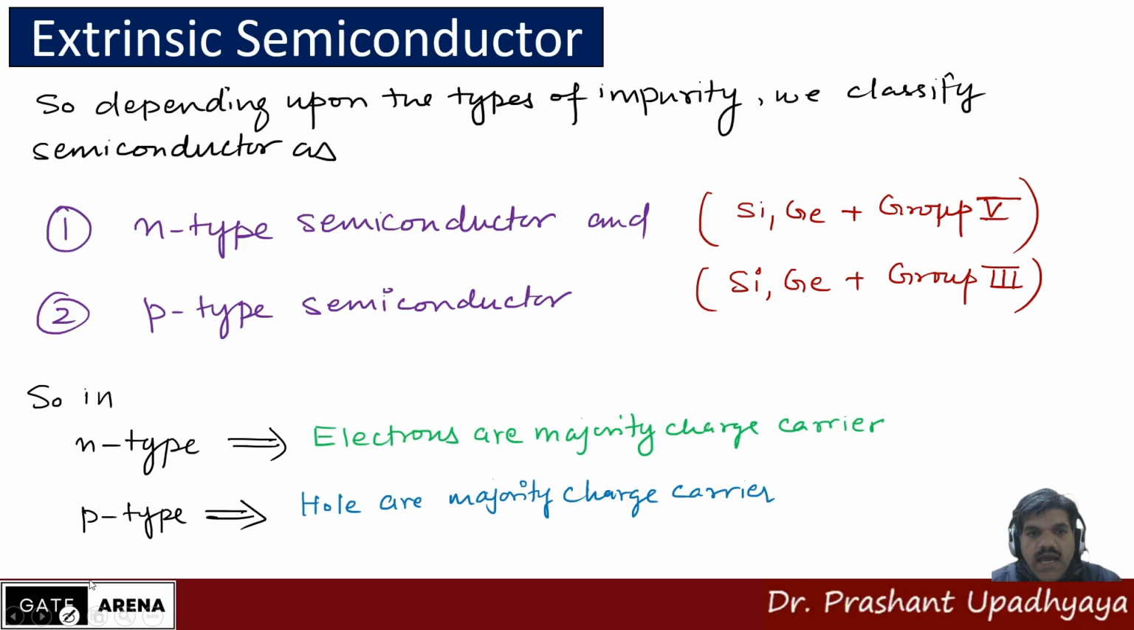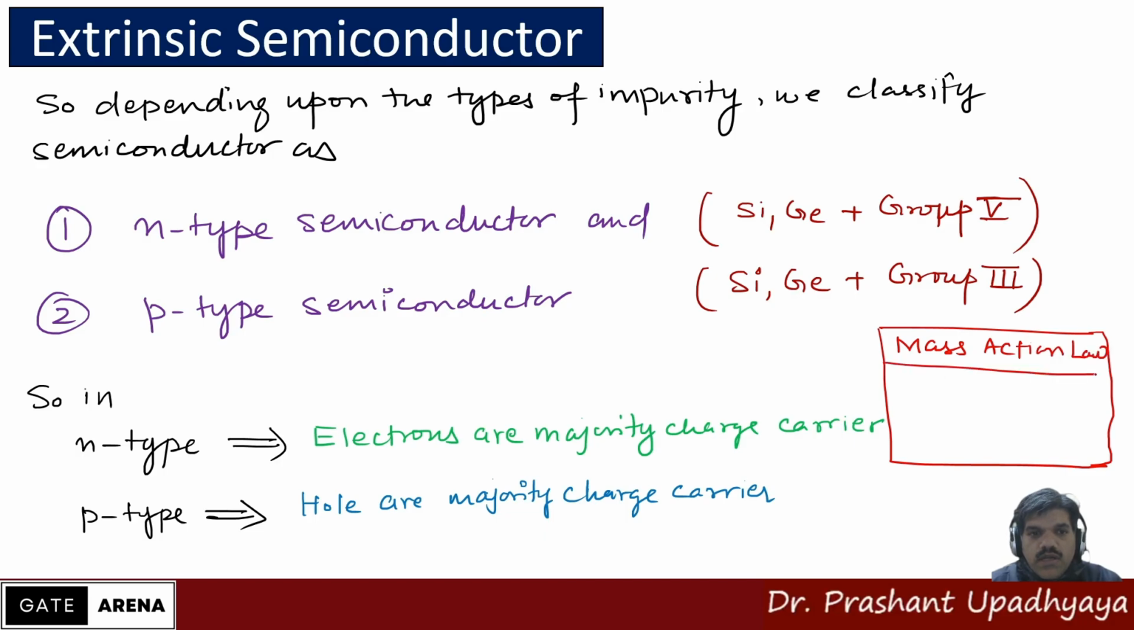We have seen in an intrinsic semiconductor that n equals p equals ni. Now the number of electrons and number of holes are changed, so we will use a formula known as the mass action law. It says that the product n times p is equal to ni squared. So the number of holes multiplied by the number of electrons is equal to ni squared. This formula is valid for the extrinsic semiconductor.